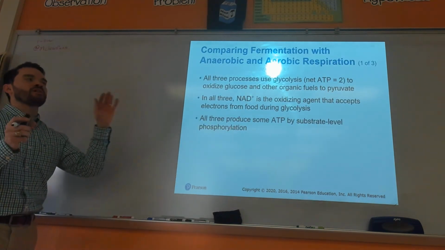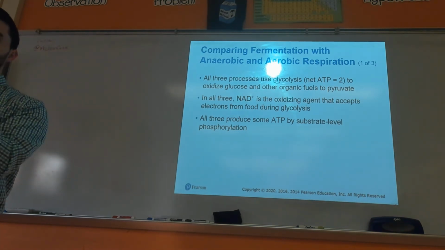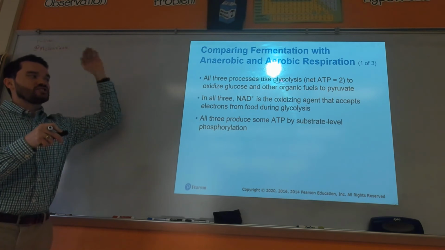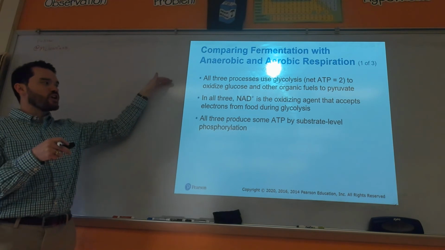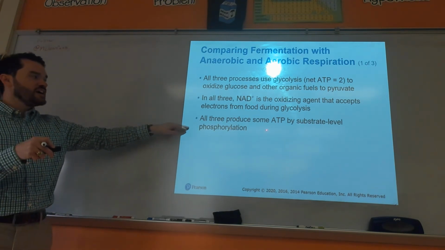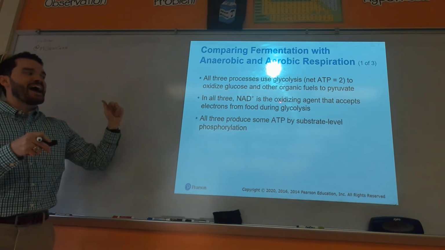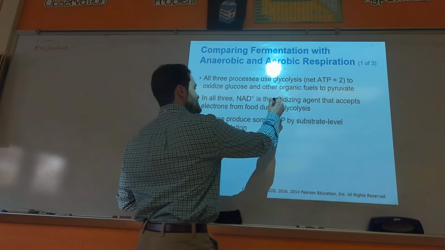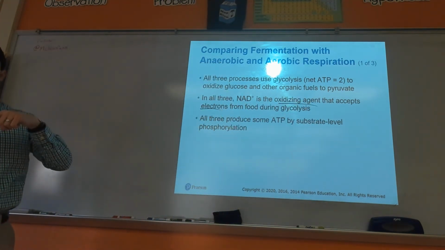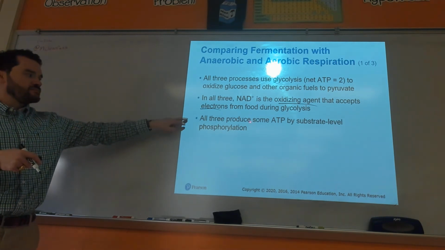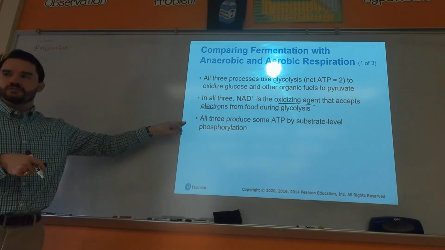All right, so then you need to be able to compare and contrast fermentation, anaerobic respiration, and aerobic respiration. In all three processes, you're using glycolysis where you can make 2 ATP. If oxygen is present, then you can go further and do the electron transport chain and make even more ATP. All three are going to be using NAD plus as the oxidizing agent. Remember, the oxidizing agent is the thing that accepts electrons. So the NAD plus goes to NADH. And all three make the 2 ATP by substrate level phosphorylation.